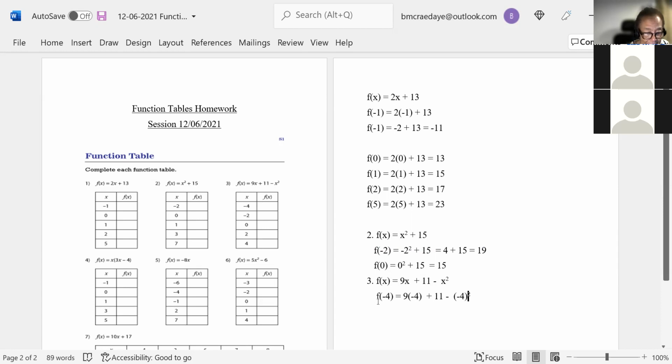So what's 9 times a minus 4? Just copy this. What's 9 times a minus 4? 9 times 4 is what? 9 times 4. 4 9s. 9 plus 9 plus 9 plus 9. 4 9s.